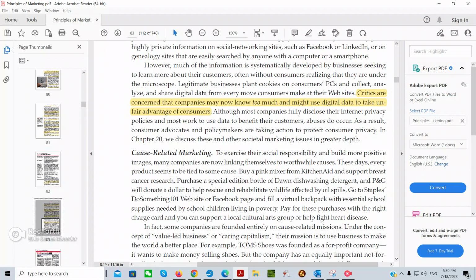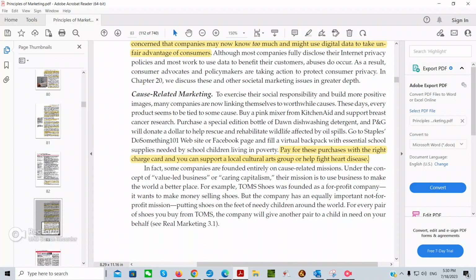Pay for these purchases with the right charge card, and you can support local cultural art groups or help fight heart disease. Okay, so this is basically a marketing way to encourage people to spend more, and using a social cause to justify it. In fact, some companies are founded entirely on cause-related missions. Under the concept of value-led business or caring capitalism, their mission is to use business to make the world a better place. That's what they're touting in their marketing.